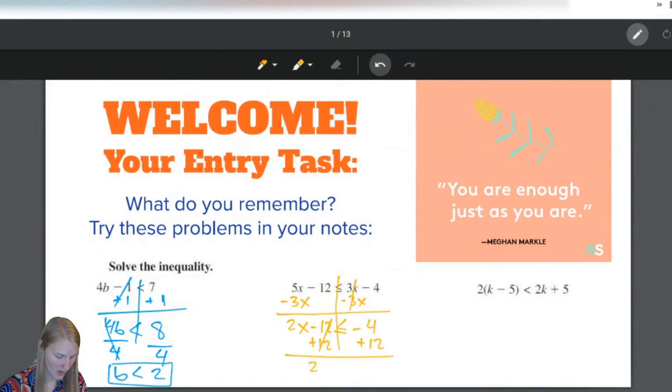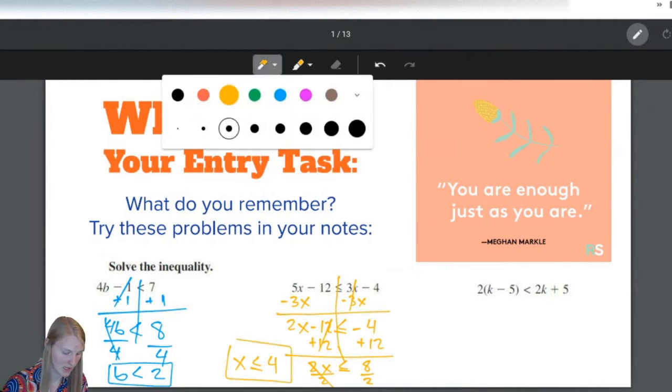to get 2x is less than or equal to negative 4 plus 12, which is 8. And now divide by 2 on both sides. We are running out of space, but x is less than or equal to 4. And you notice I didn't have to flip because I'm not multiplying or dividing by anything negative.